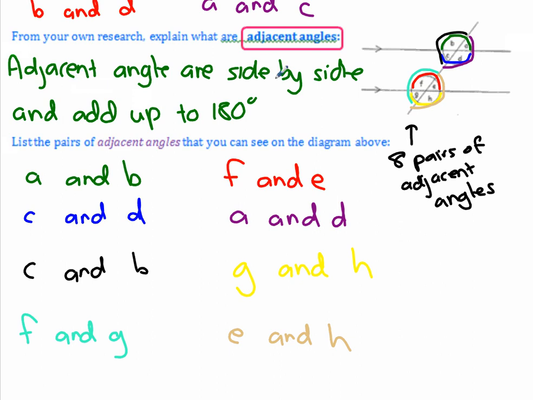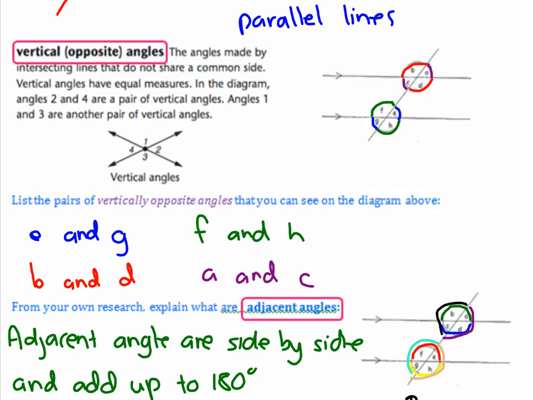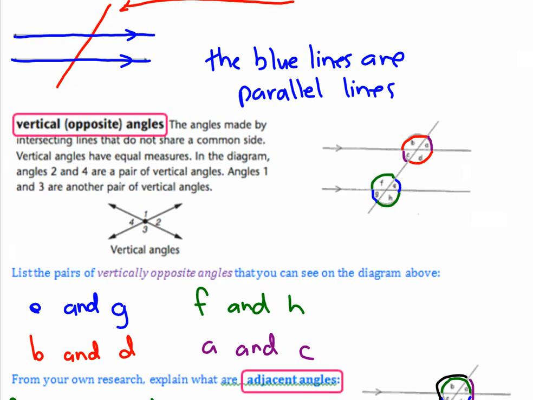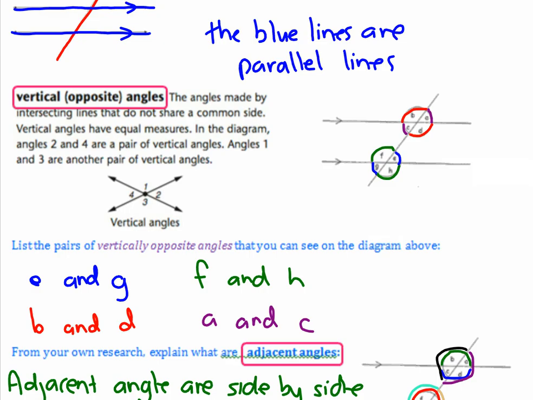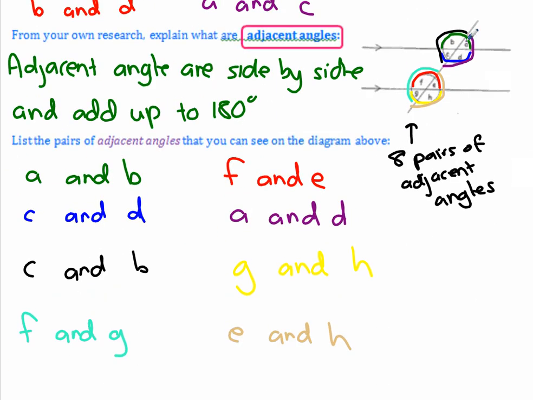Don't forget, adjacent angles are side by side and add up to 180. So remember, keep reviewing as you go. So beforehand we revised that vertically opposite angles are equal in size, and that line that crosses the two parallel lines is called a transversal. Also, we've just learnt that adjacent angles add up to 180 degrees, and there's 8 pairs of adjacent angles when you cross a pair of parallel lines with a transversal.